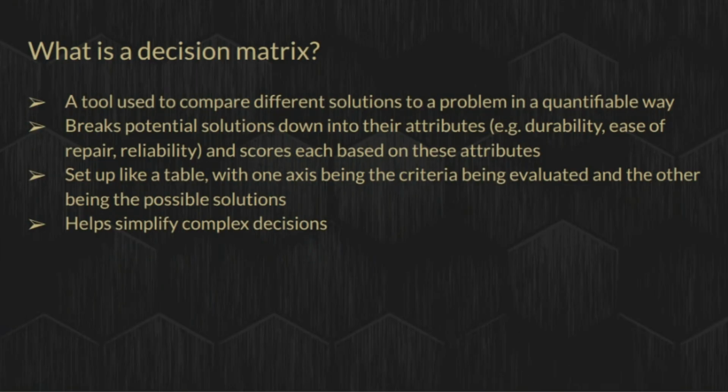So what is a decision matrix? A decision matrix is pretty much just one tool that you can use to easily compare different potential solutions that you have to a problem. So how a decision matrix does this is it breaks these potential solutions down into attributes, which are basically just criteria that you have for what you want the design to be. So for example, pretty much for every part in your robot, you're going to want it to be durable, easy to repair, and reliable. You'll then give each potential solution a score based on each of these attributes.